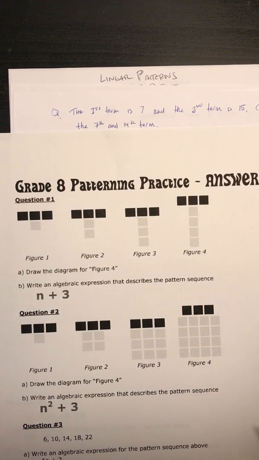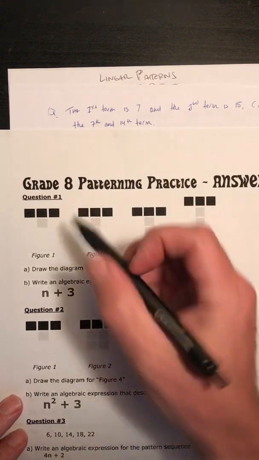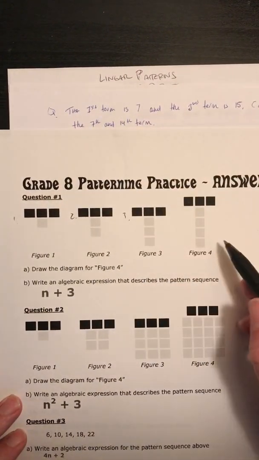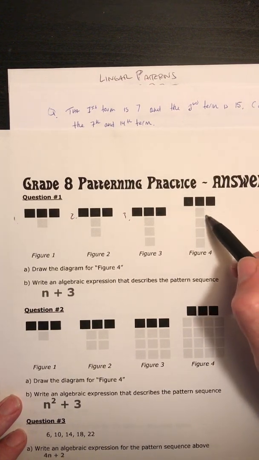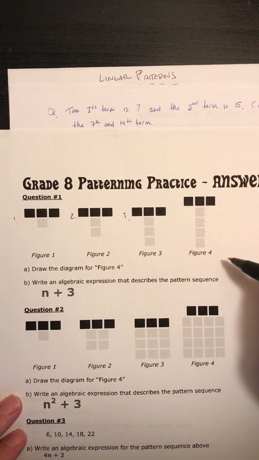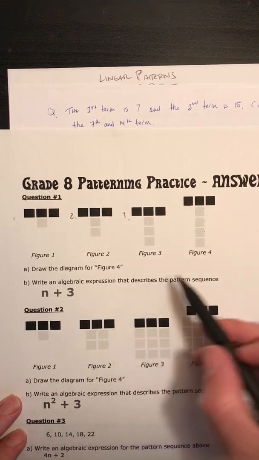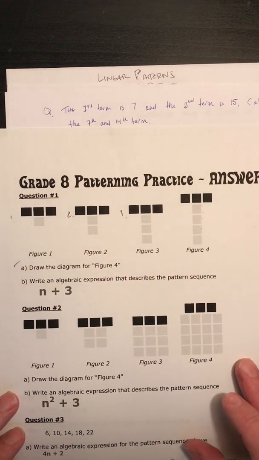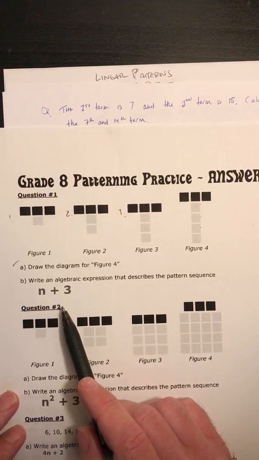So when we look at question 1 here, okay, so here's our first figure. 1, 2, 3. So here's the fourth figure right here. So clearly we've got 3 as a constant. 1, 2, 3, 4. So this is the fourth term, and we've got 7 here. Okay, so make sure you were able to see how that pattern is increasing by 1. An algebraic expression that describes this pattern for this one is going to be n plus 3.